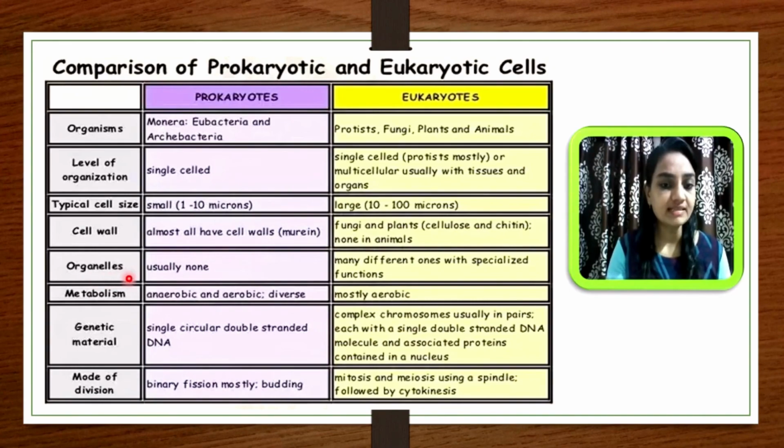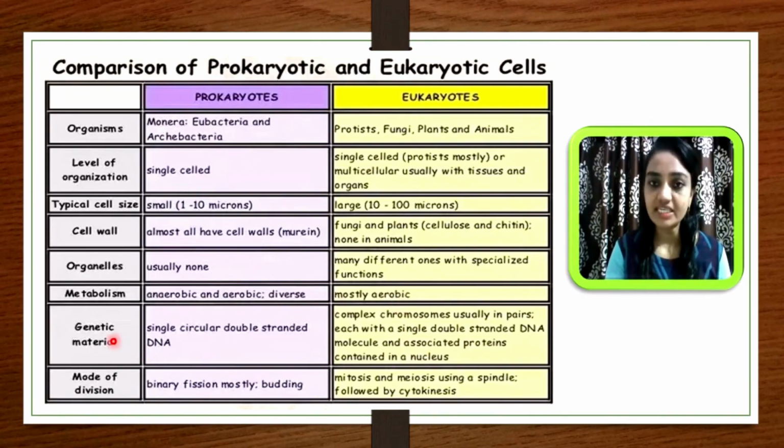So organelles: usually none, means prokaryotes do not have any cell organelles, whereas in eukaryotes many different ones with specialized functions like mitochondria, chloroplast and centrioles are present. Metabolism: both in presence of oxygen and in absence of oxygen, both types of metabolism are found, and that's why they are diverse in metabolism. So both anaerobic as well as aerobic. Whereas eukaryotic cells are mostly aerobic, means they can only metabolize in presence of oxygen.